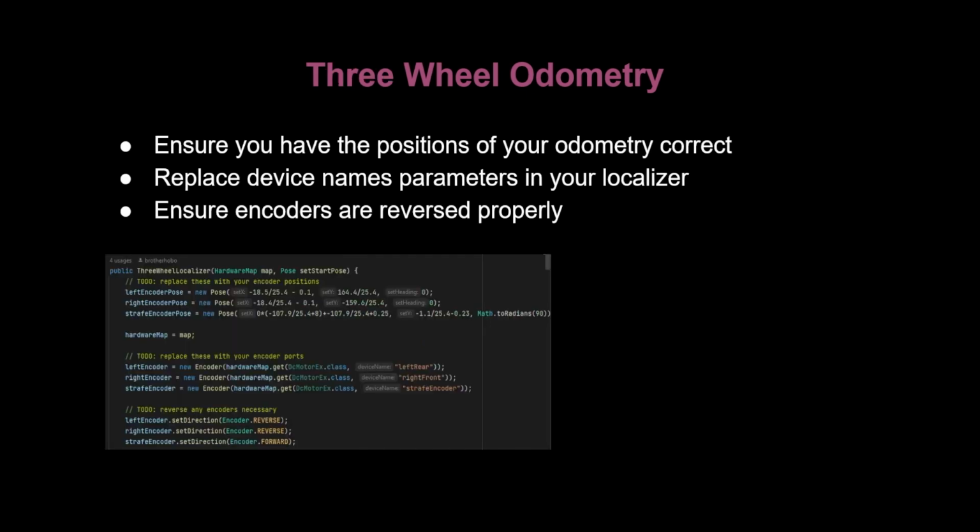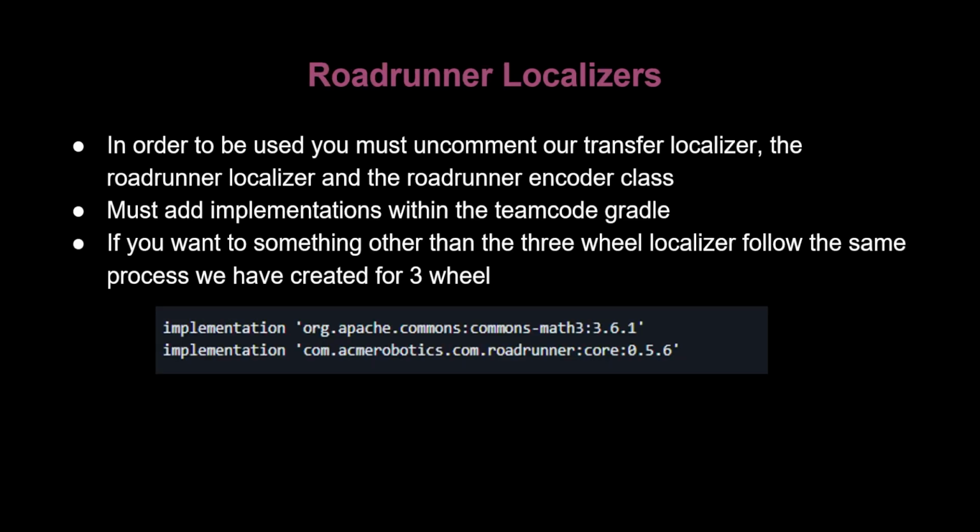Then we have 3-wheel odometry, which is the same as 2-wheel, except you have an extra pose that you do have to add, and you have an extra encoder that you do have to define. And we were thinking for compatibility that most teams will probably switch off Roadrunner for us if they are a little bit more experienced, so if they wanted to try something different. So we thought to add Roadrunner localizers and creating that sense of transferability.